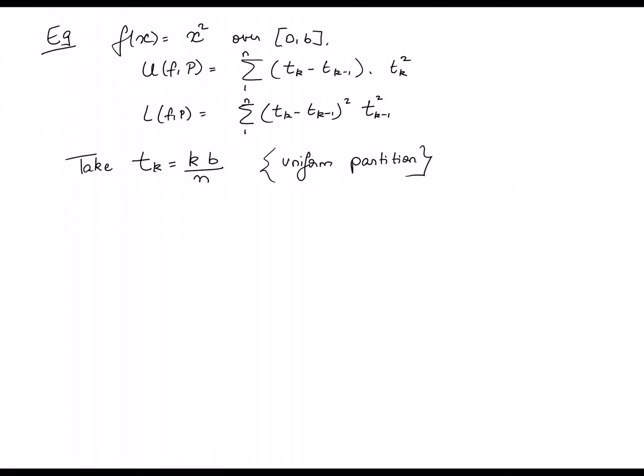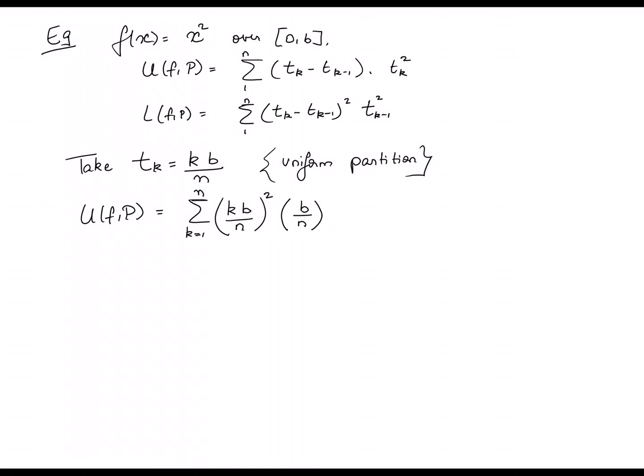Under this uniform partition, it turns out that I can actually write out an expression for the upper and the lower Darboux sums, right? That's the reason we are taking, for this particular example, a uniform partition. So U(f,P) will be the summation, k running from 1 through n, of t_k squared into the width of the interval, which is going to be b by n.